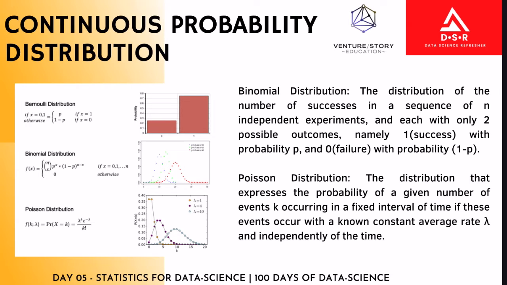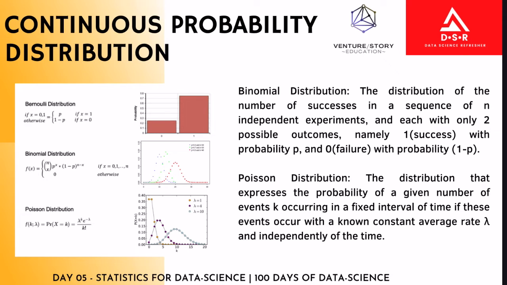So the formula for the Bernoulli distribution is: it is defined if x is 0 or 1, otherwise we'll get p in case x is 1, and we'll get 1 minus p in case x is 0. For the binomial distribution, the function f(x) is equal to n choose x, p raised to power x multiplied by 1 minus p raised to power n minus x, if x is 0, 1, till n, and it will be 0 otherwise.